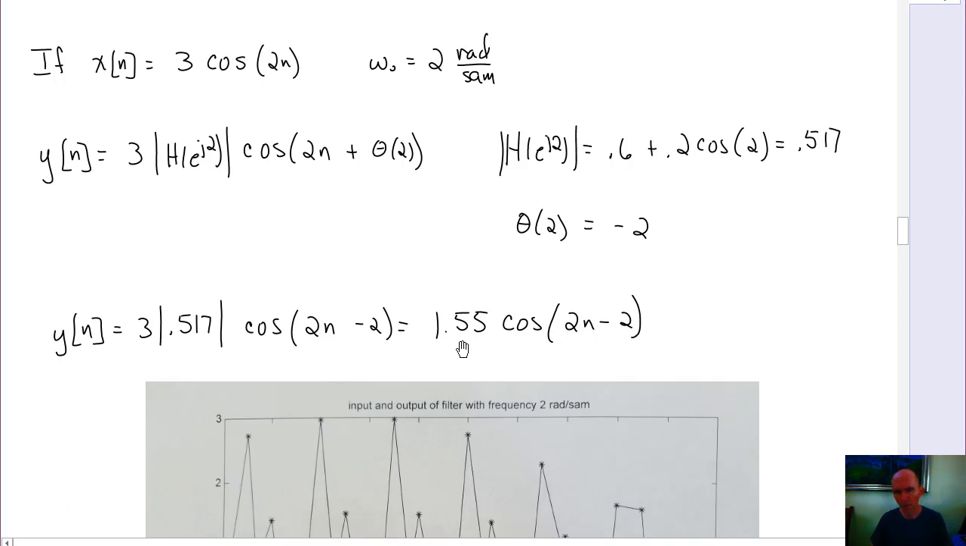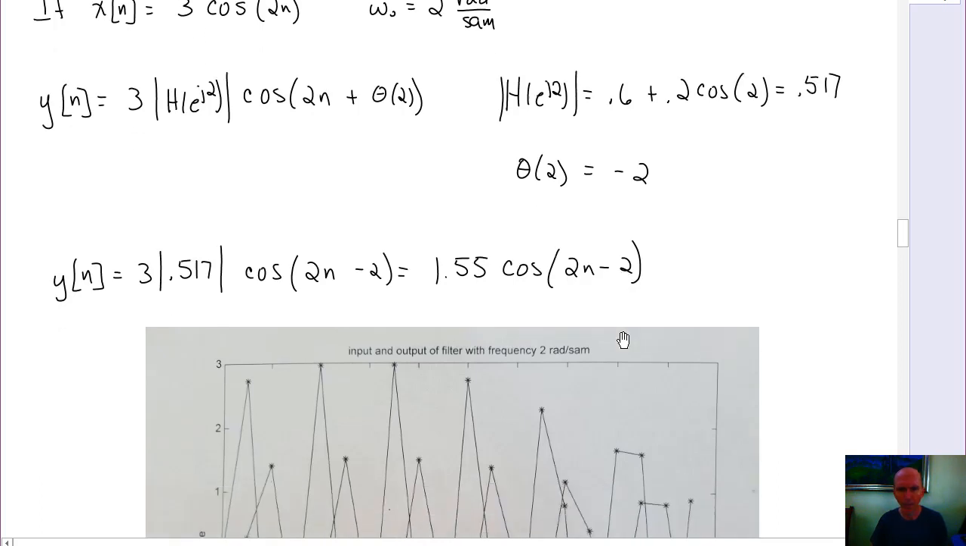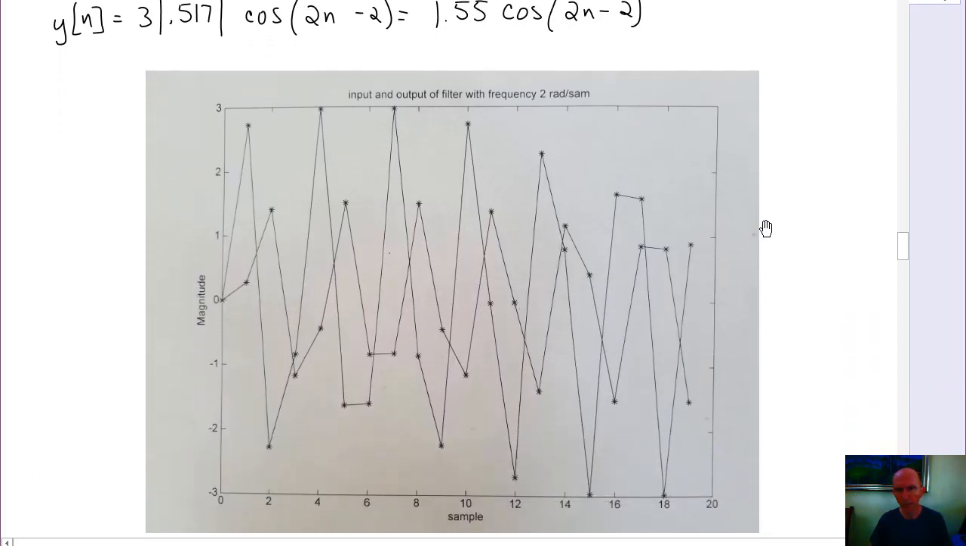The magnitude now is going to be about 1.5, about half what it was before. Where we get that from is the magnitude, right? The magnitude is about 0.5, so if the input is about 3, the output is going to be about 1.5. And the phase is going to be delayed by 2 radians per sample. If we actually look at this, we get something like this.